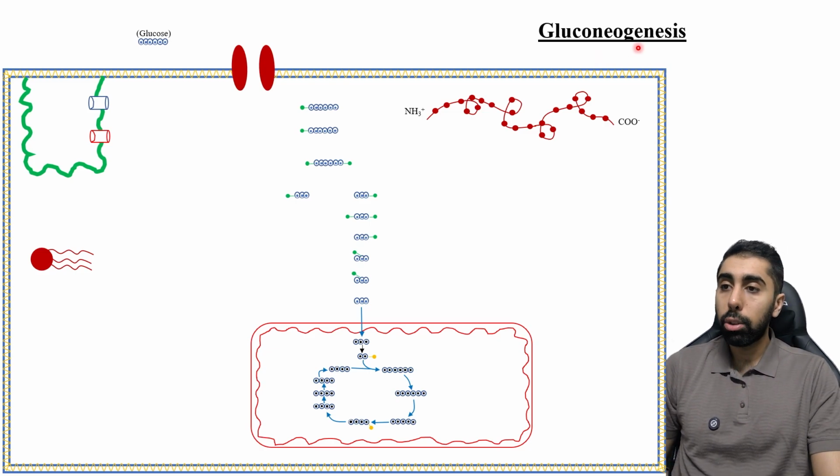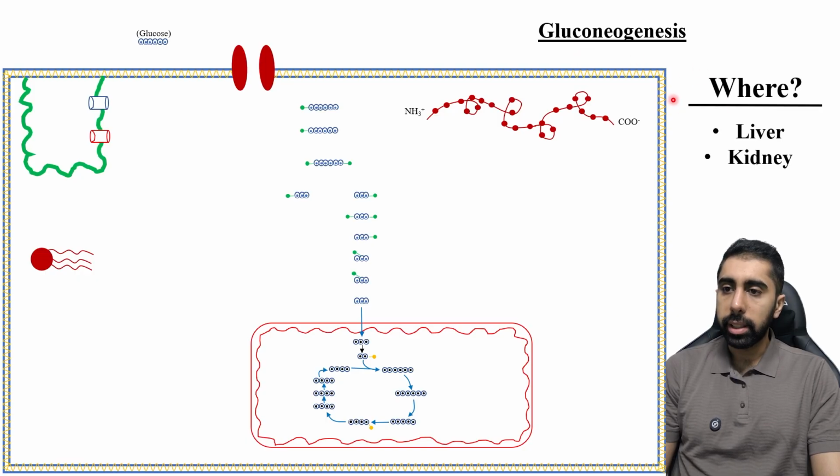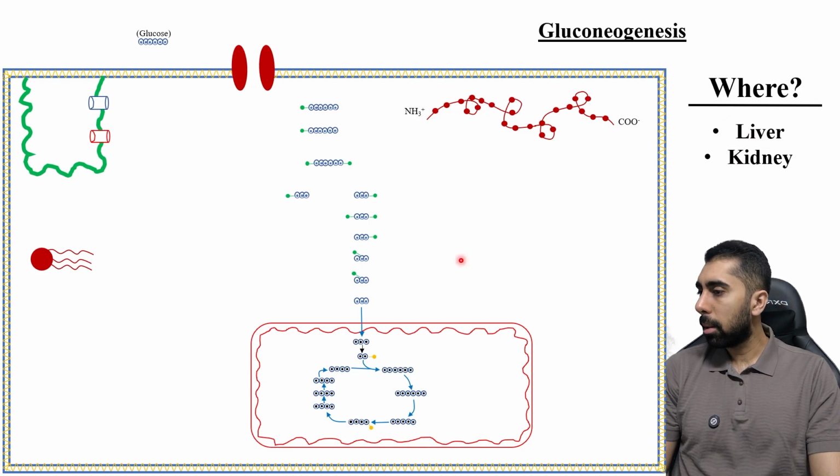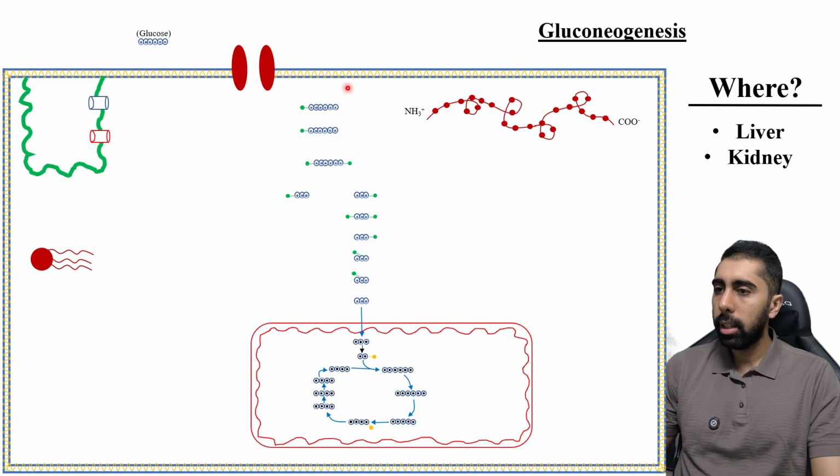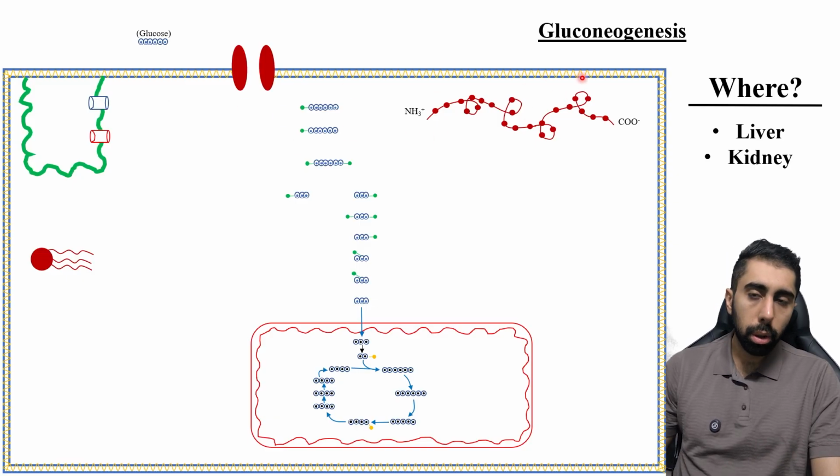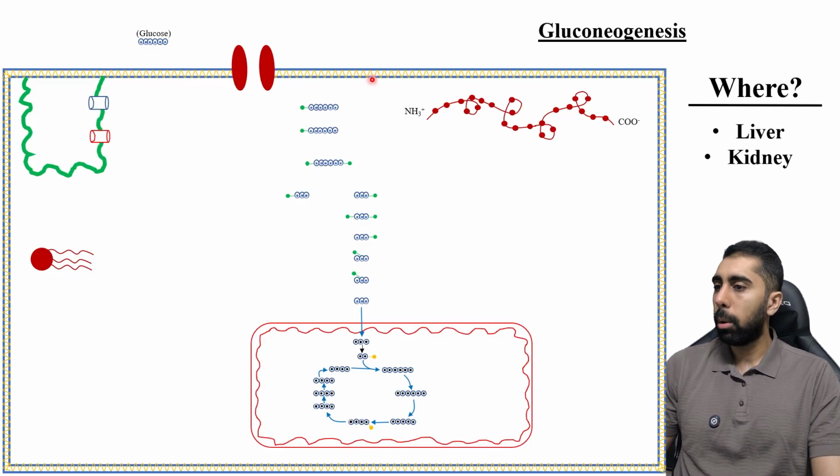Today we're going to talk about generating new glucose from non-carbohydrate molecules, or gluconeogenesis. Gluconeogenesis takes place in two important organs. What are they? They are the liver, mostly in the liver, and about 2 to 3% in the kidney. So the primary organ for gluconeogenesis is the liver. Now let's talk about how this pathway works and how we produce glucose from non-carbohydrate molecules.